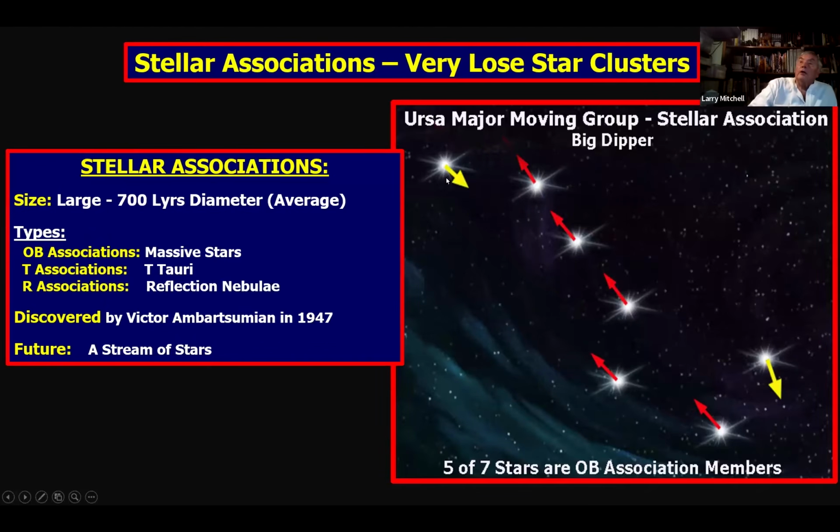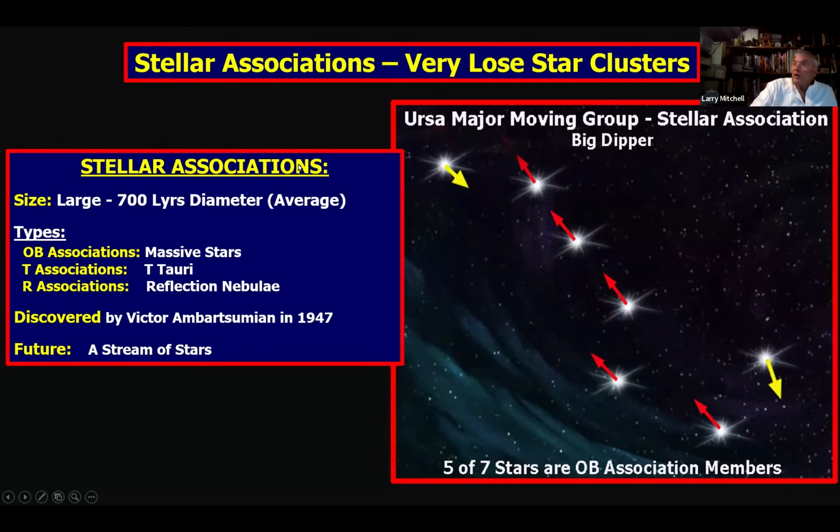Although there are smaller stellar associations as well, and the Ursa Major moving group is a classic example, where these five stars are moving in this direction together, weakly bound, but they are moving in this direction, and the other two stars are moving in the opposite direction.